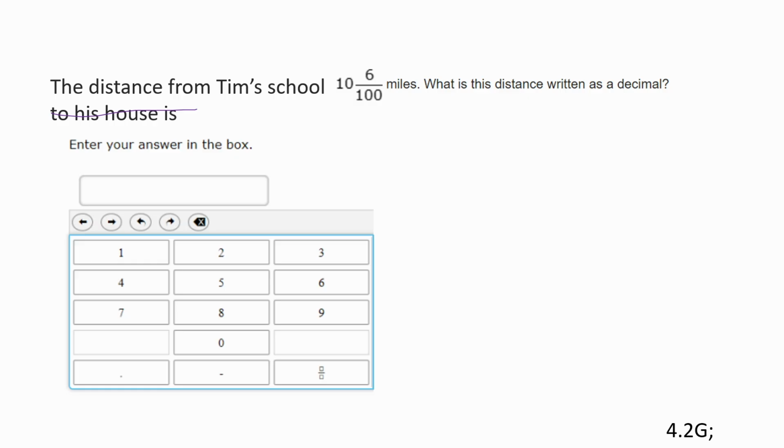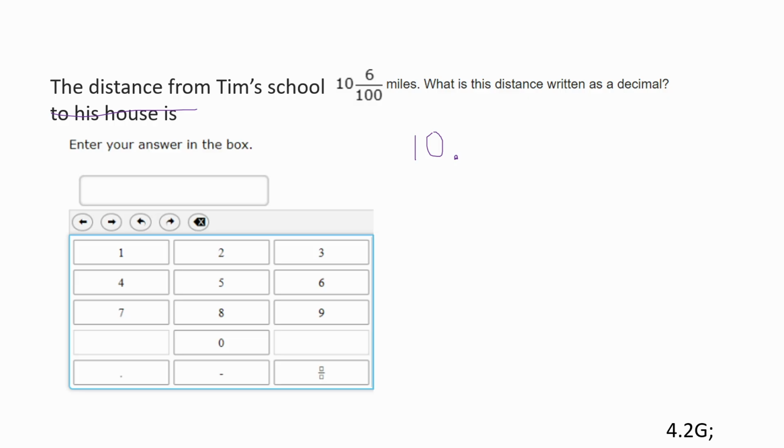All right, so let's write the number. In this one, we have 10 wholes. Okay, so that's going to be our first number. And then we have our decimal. And then we have 600ths.